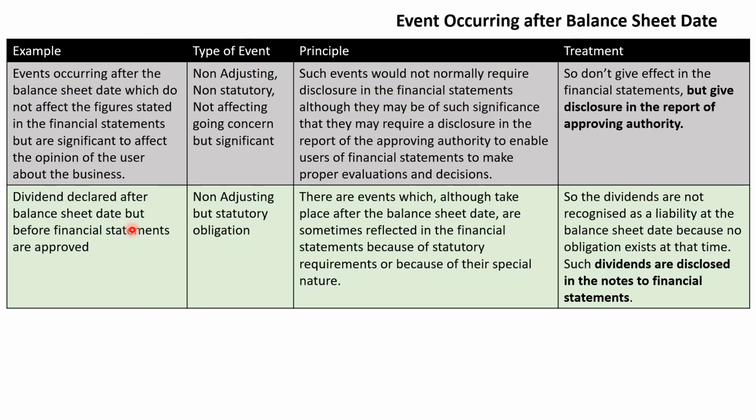Okay. Next event we are considering is events occurring after the balance sheet date which do not affect the figures stated in the financial statements but are significant to affect the opinion of the user about the business. So there are some events which are happening after 31st March but before 4th of September, but they are not changing the position of a particular item which was in existence on 31st March, but they are significant. Then what should we do? That means they are non-adjusting events basically, because they are not changing the position of a particular item which was there on 31st March.